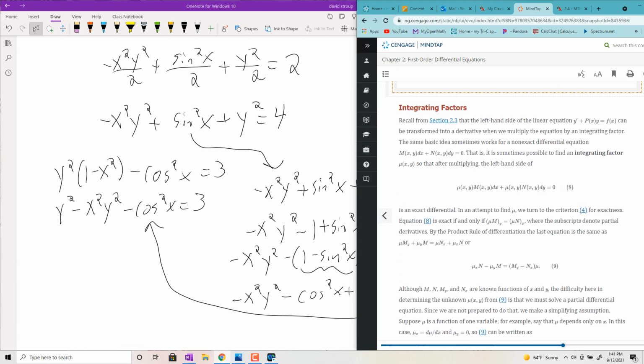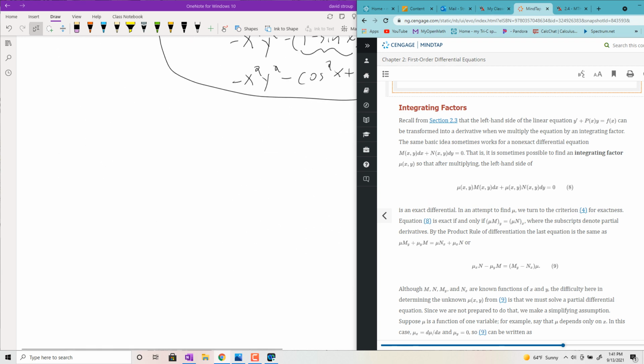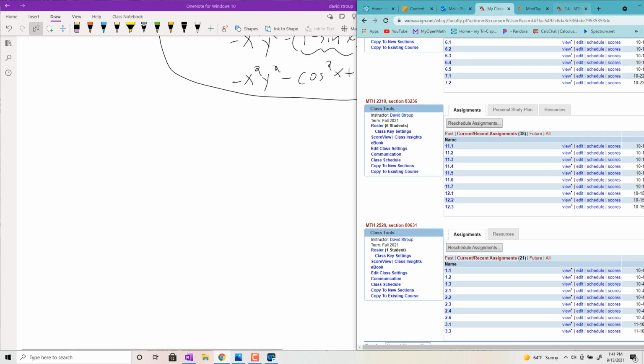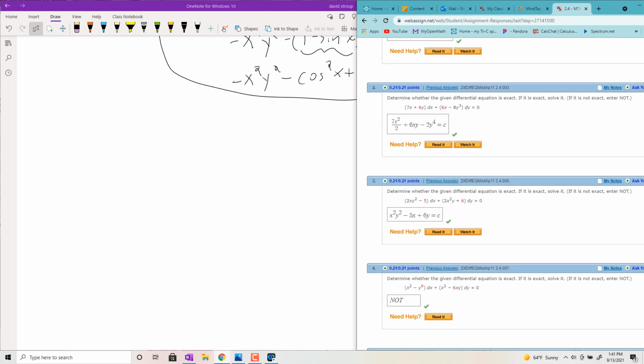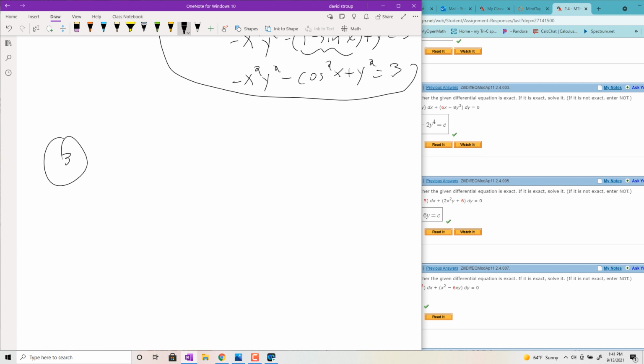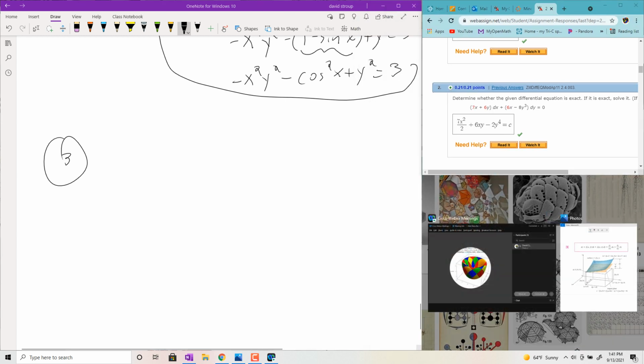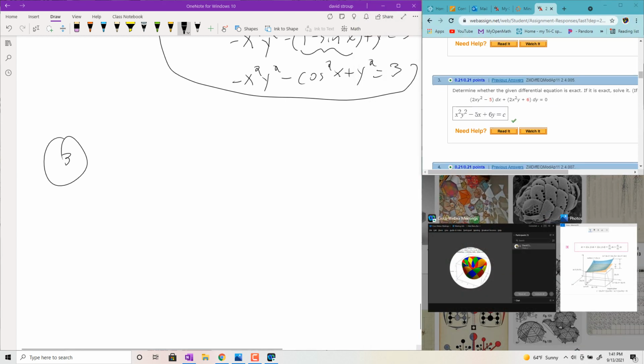Okie dokie. So let me just do one, probably from the homework. But it seems like some of the beginning homeworks are kind of easy. So let me just try number 3 and see how that goes, if it allows me to look at it.